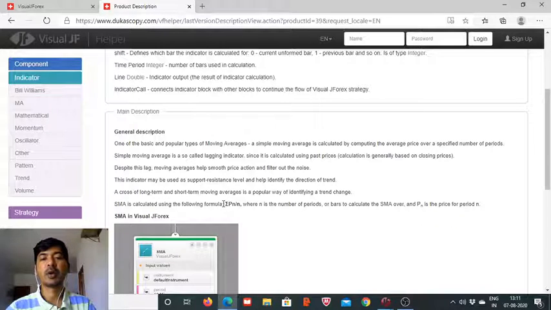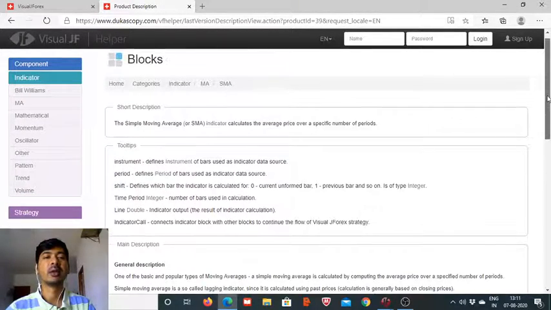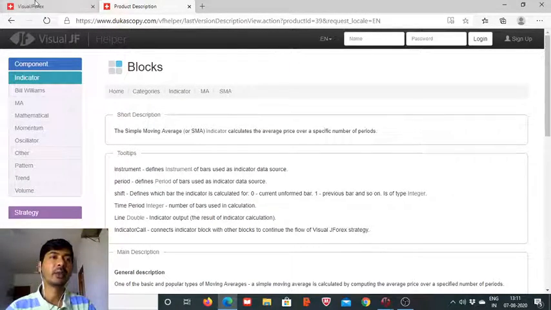So this is the formula for the calculation: the summation of the price points for the n number of periods, and then we divide that value by the number of periods. So that's how it is calculated.